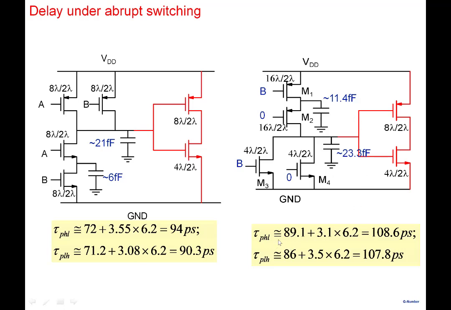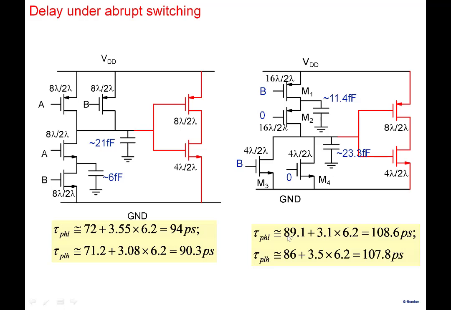All right, if we do the same thing here, note that tau, you can compare here, 89.1. The intrinsic delays are larger here, in both the cases, 89.1 and 86 here. Note that otherwise the strengths are comparable. 3.5 for tau PLH compares with tau PHL 3.55, 3.5 here, 3.1 here. Because these are complementary in nature, 3.08 and 3.1 here, and 3.5 here, and 3.55 here. So these are comparable, but the intrinsic delays are larger.